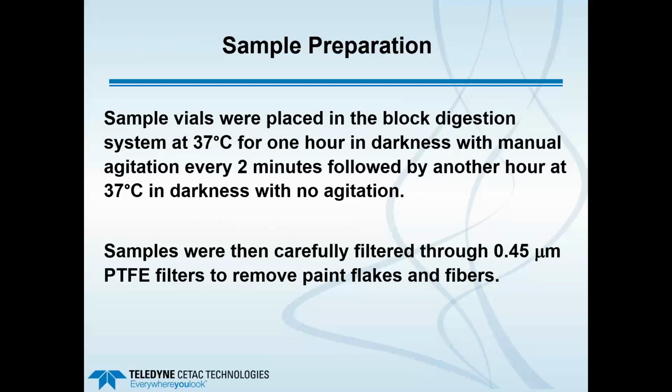Now, the sample vials were then placed in the block digestion system at 37 degrees C for 1 hour in darkness with manual agitation about every 2 minutes, followed by another hour at 37 degrees C in darkness with no agitation. The samples that contained the paint flakes and the fibers from the fake mustache were then carefully filtered with the 10 ml syringe and the 0.45 micron filters to remove that material. So, of course, we didn't have that in the final solution.